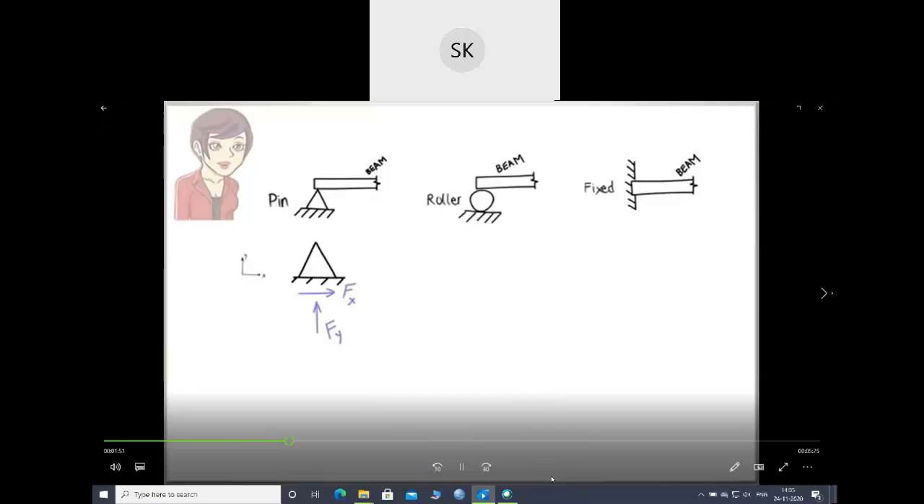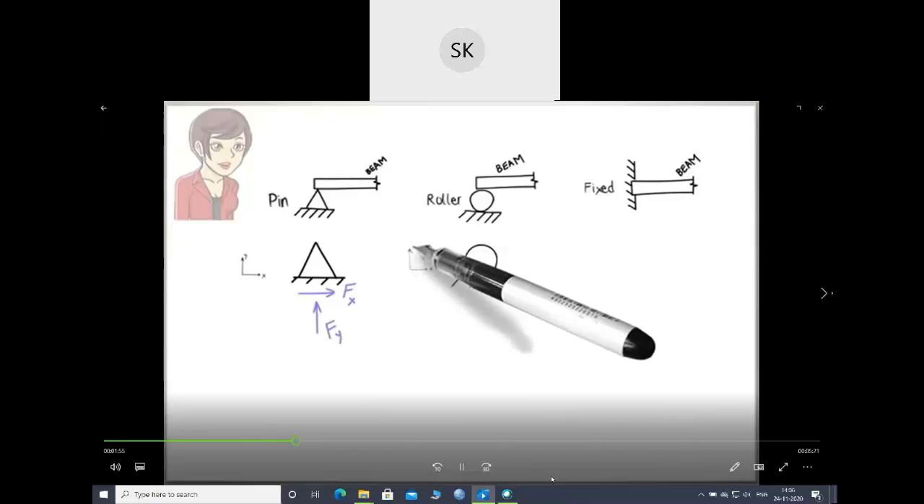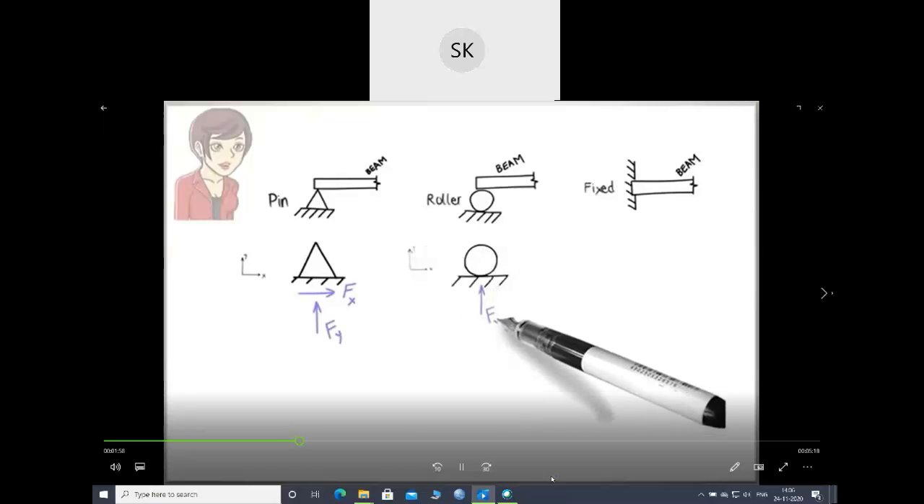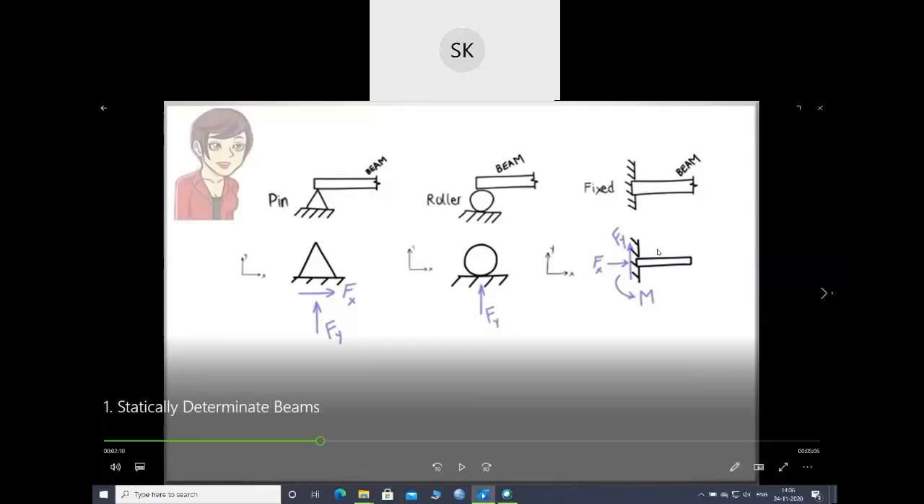A roller support provides one reaction force only. Here, the force is perpendicular to the support surface. A fixed support has three reactions, a force in the X direction, a force in the Y direction, and a bending moment about the Z axis. So your fixed support will have three reactions.